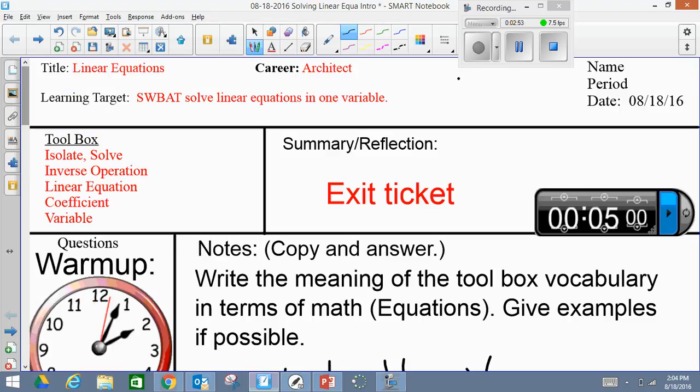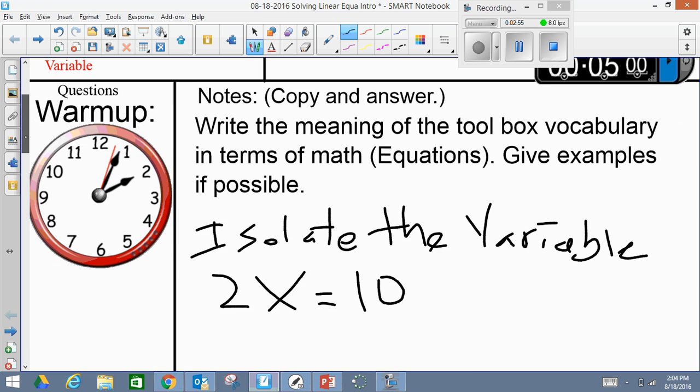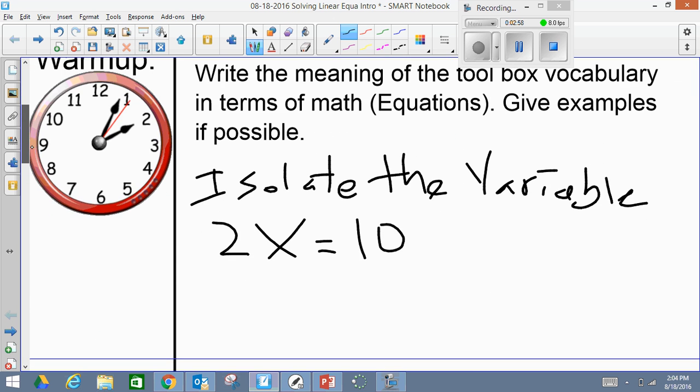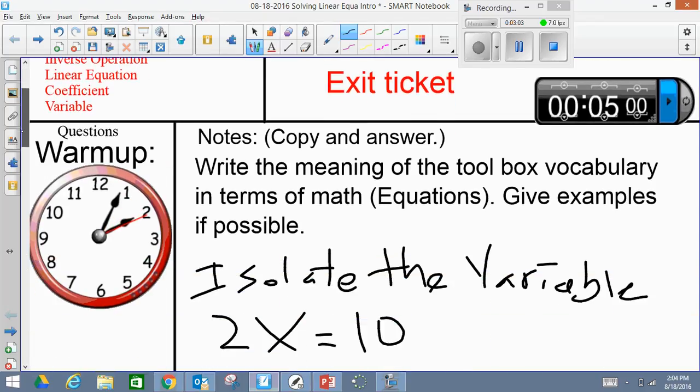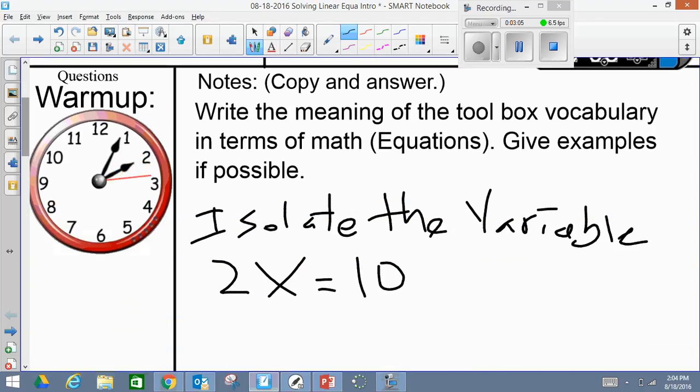Linear equation. We said that a linear equation is an equation that is going to give me a straight line when graphed, or an equation where the exponent is 1. So right now here, if I have this equation, my exponent for the x will be 1. If there's no exponent there, the exponent is 1. So that means linear.